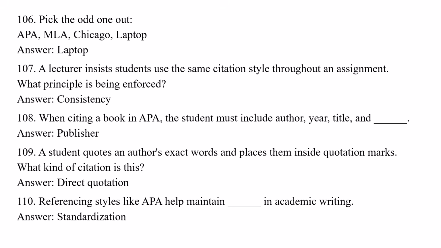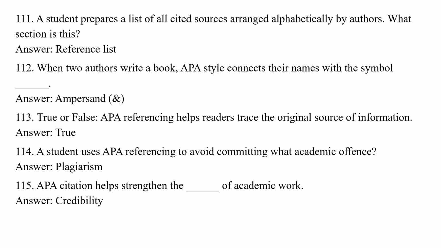And publisher. A student quotes an author's exact words and places them inside quotation marks. What type of citation is this? It's called direct quotation. Referencing style like APA helps to maintain what? It helps to maintain what we call standardization in referencing. Okay, so let's go to this. It says a student prepares a list of all cited sources, arranged alphabetically by authors. What is this? It's called a reference list.